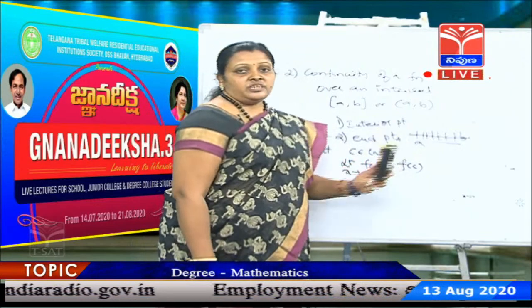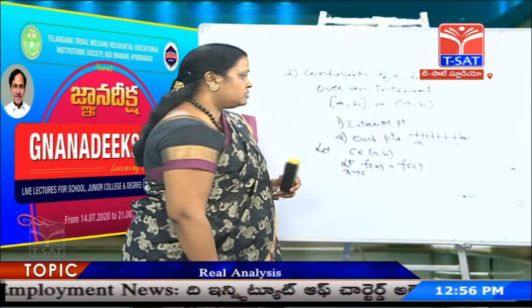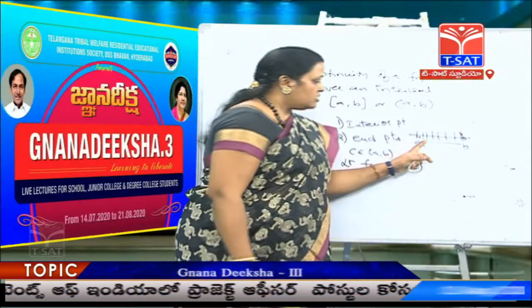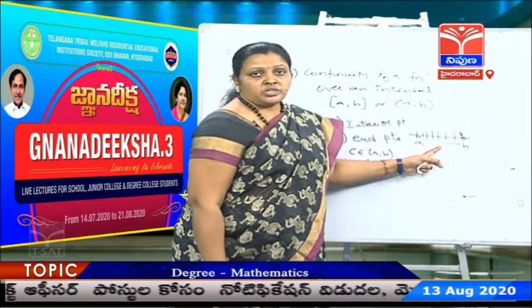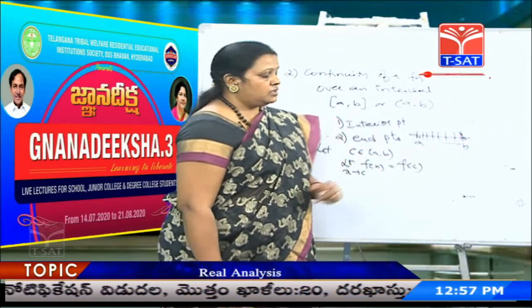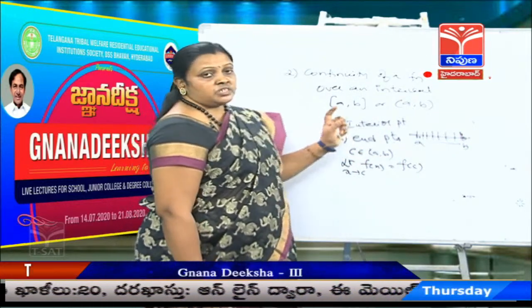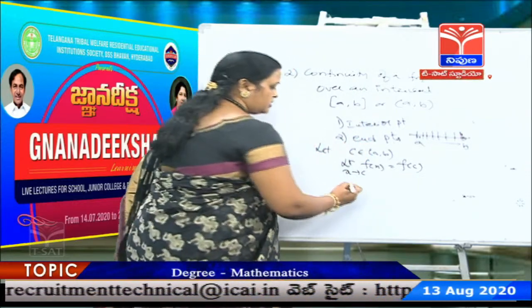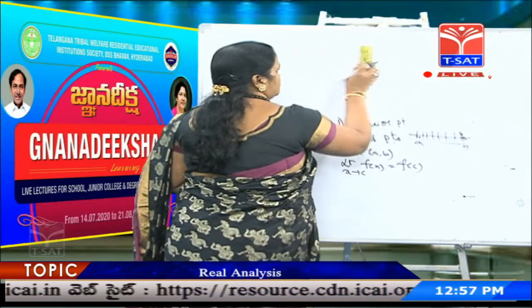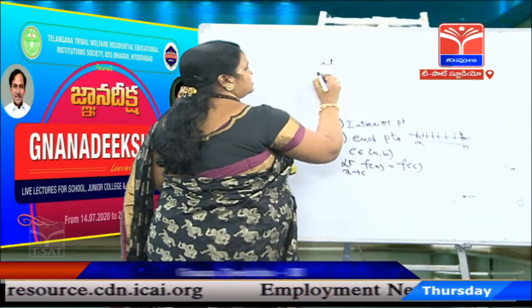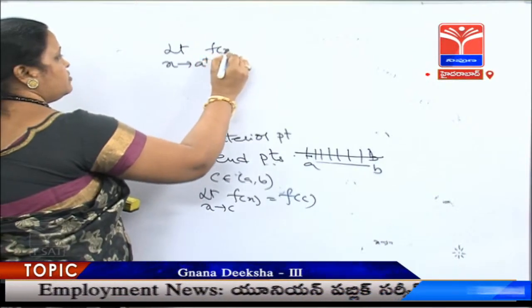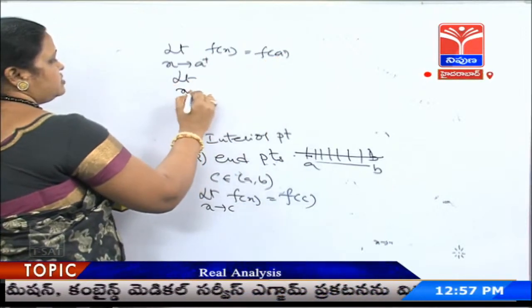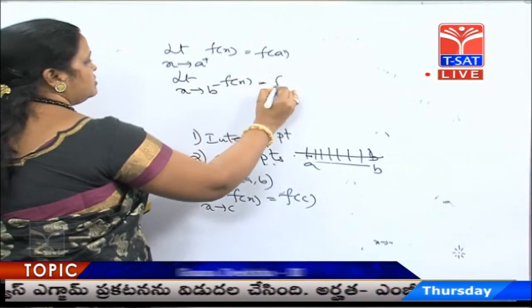Now if you go to the end points, how to define it? If you observe here, we discuss x approaching a from the right hand side, and x approaching b from the left hand side, from the interior. That means whenever we are defining continuity of a function at the end points, you can take the definition like this: limit x tends to a plus f of x equal to f of a, and limit x tends to b minus f of x equal to f of b.